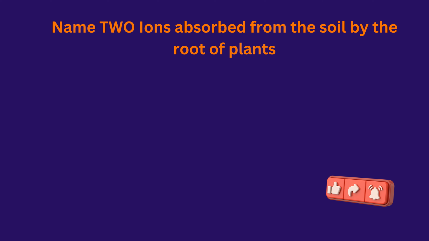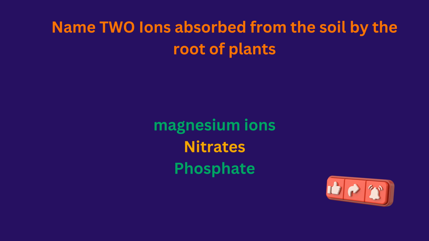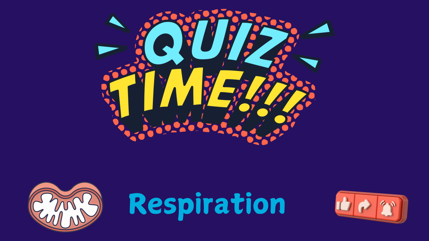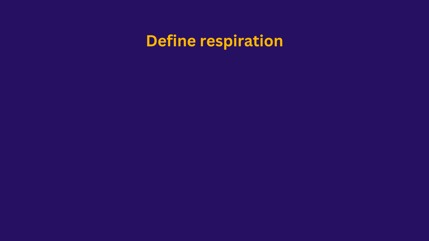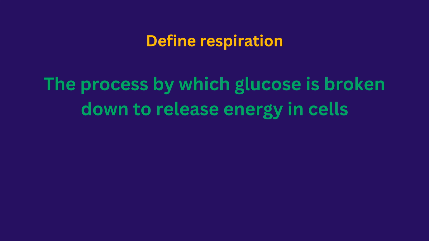Name 2 ions absorbed from the soil by the root of plants. Magnesium ions, nitrates, phosphate. Let's get into respiration now. First question, define respiration. The process by which glucose is broken down to release energy in cells.